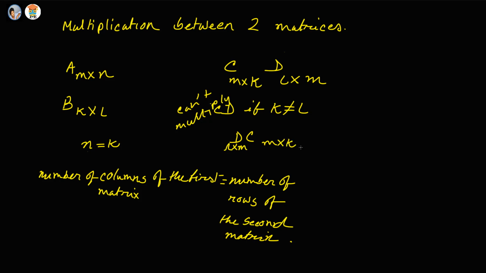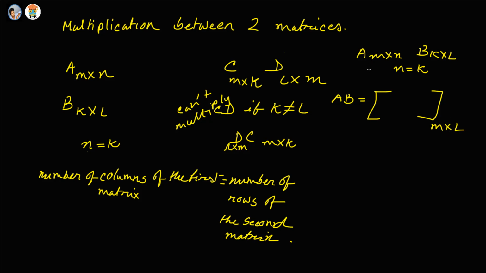Now, how do we multiply any two matrices and what will be the dimension of the result matrix if multiplication is possible? Again, let us assume that A is a matrix with a dimension of m by n and B is a matrix with dimension of k by l, and here n is equal to k. So we can multiply and find out A, B, and the dimension of the result matrix will be m by l.